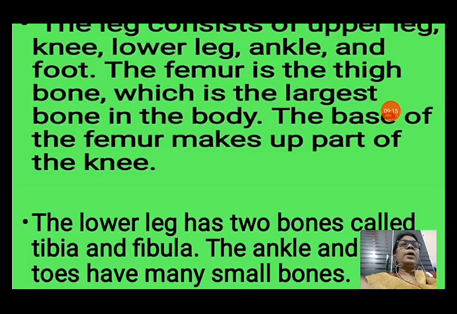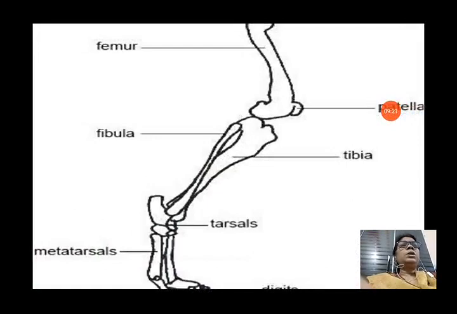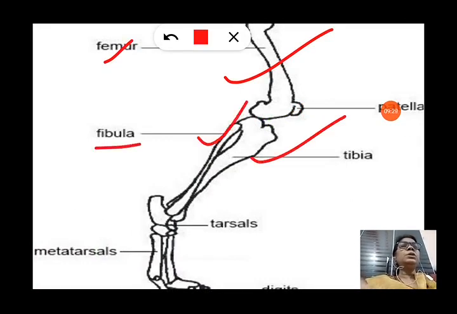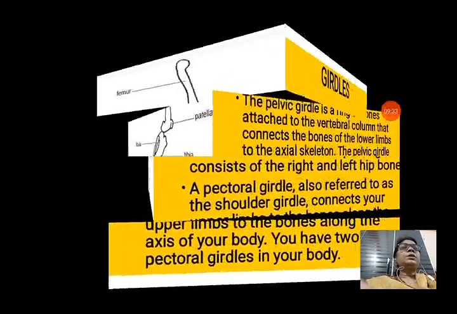The ankle and toes have many small bones. You can see here in the picture the femur, the longest bone, a single bone on the upper side, and after that the lower side has two bones, tibia and fibula. You can see here tibia and fibula. After that tarsals and metatarsals.